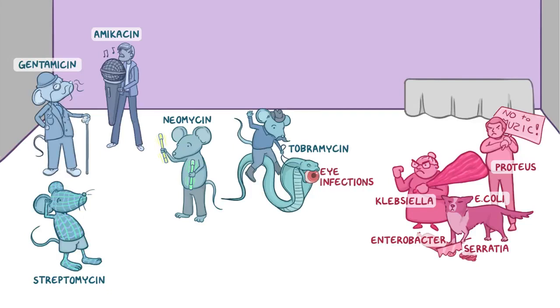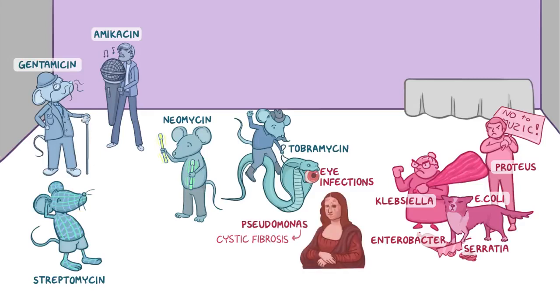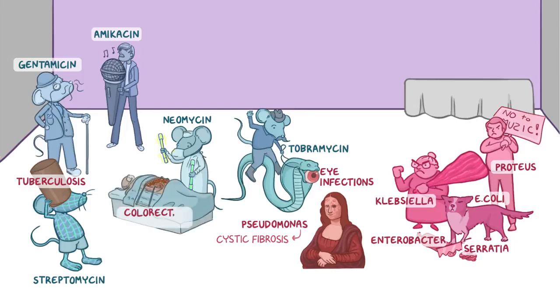The eye came from the Mona Lisa, who has cysts and scars on her face to represent Pseudomonas in cystic fibrosis patients. Next, we have the striped mouse, or streptomycin, getting his head stuck in a toilet paper tube for tuberculosis. Finally, we have neomycin, the mouse with the neon glow sticks, who's actually a surgeon. At the party, he's operating on a patient's colon while using the glow sticks for illumination.